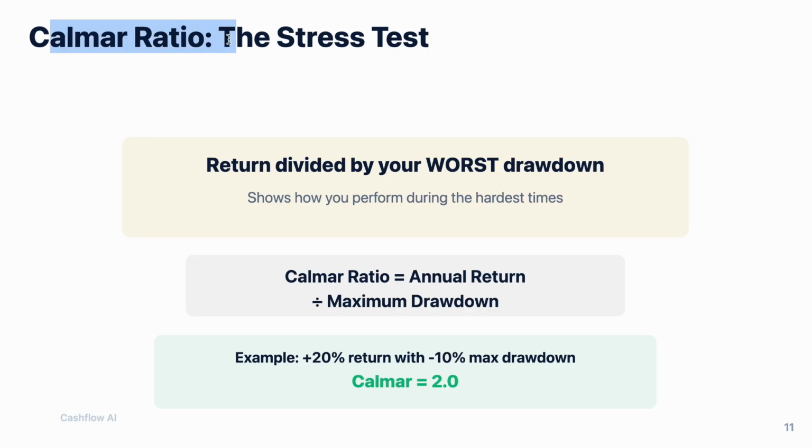Now, what we have is the Calmar ratio. This is what we call the stress test. The Calmar ratio is your return divided by your worst drawdown. You basically take your annual return and divide it by your max drawdown. So if you make 20% a year and your max drawdown for that year was 10%, your Calmar ratio is going to be 2.